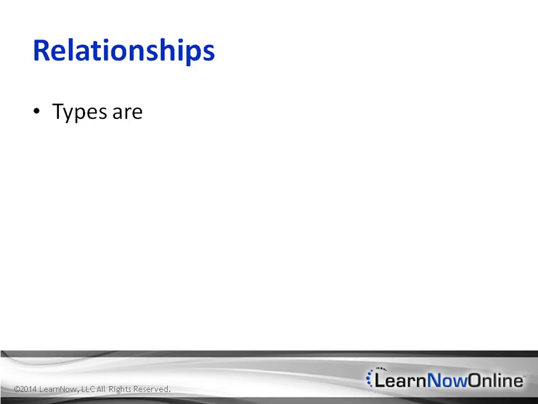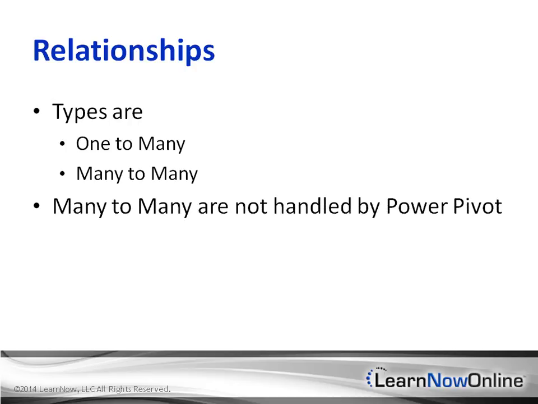Relationships. Relationships are definitely defined when you set a connection. Their types are usually one-to-many, many-to-many. Now, there is one particular one that is always problematic, no matter where you are, Power Pivot or your relational database, Access, and these are many-to-many. But these are not handled by Power Pivot. That doesn't mean that you can't create a workaround. It just means that they are not handled out of the box by it.